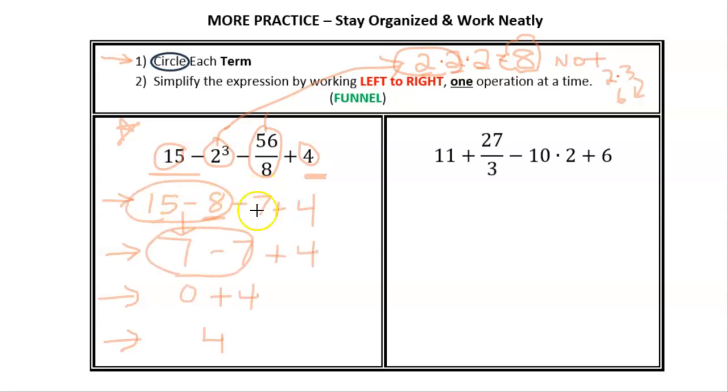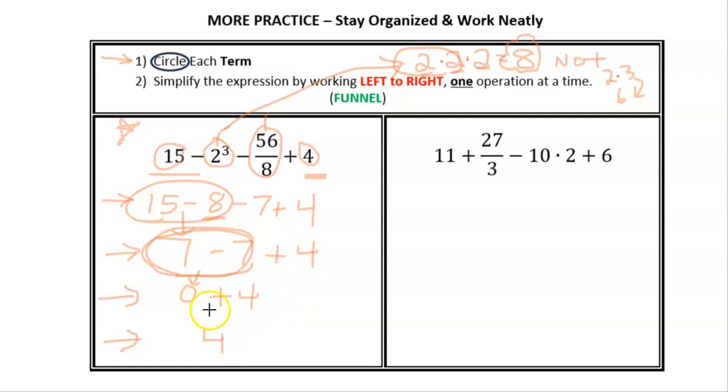So we're down to subtraction and addition, and you needed to do 15, take away 8 first. And then that's it. That's the only computation I want to see you do, and you get 7 here. Bring down the minus 7 plus 4, because we're going to do those coming up. The next one is the 7 minus 7, and you should have gotten 0 here. And then bring down your plus 4, and finally 0 plus 4 is 4.